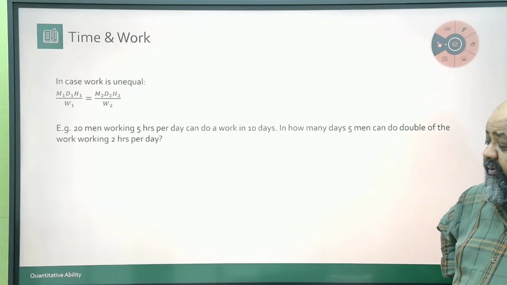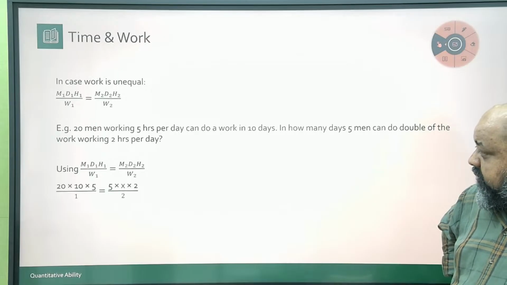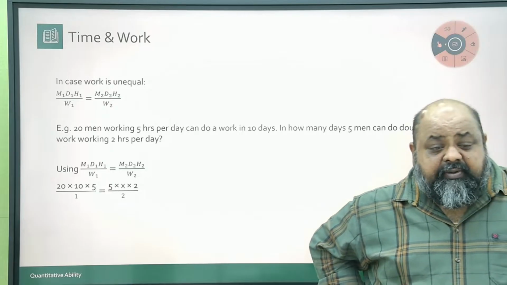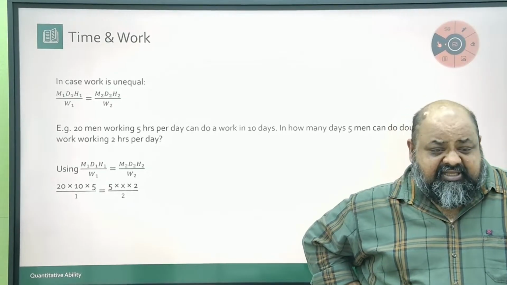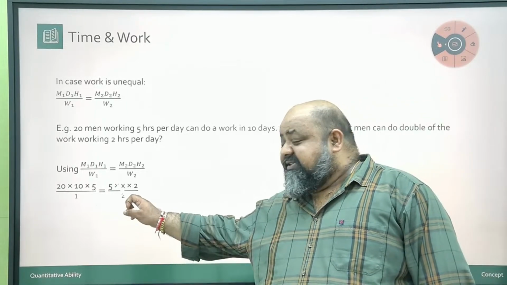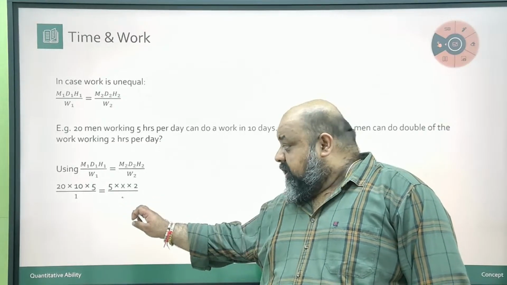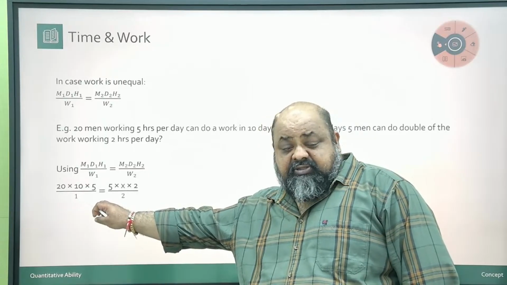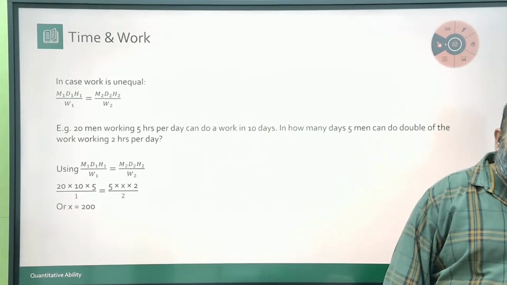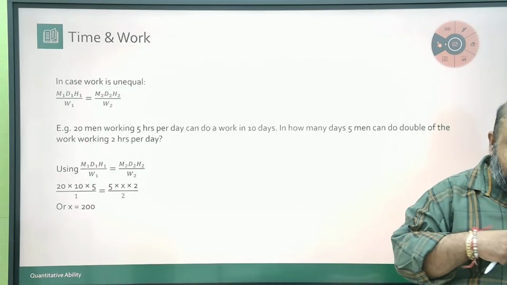So I'm saying M1 D1 H1. M1 is 20, D1 is 10, H1 is 5. There is no value for the amount of work to be done, so we are saying let this be W itself, or you can write it as 1 as well, whatever you want. This is then equated to number of men, which is now 5, number of days X is to be calculated, hours per day is 2, and the amount of work is double of what this was. So if this is 1, this will be 2. After this we solve to get X is 200. Right? Now is where the questions start.